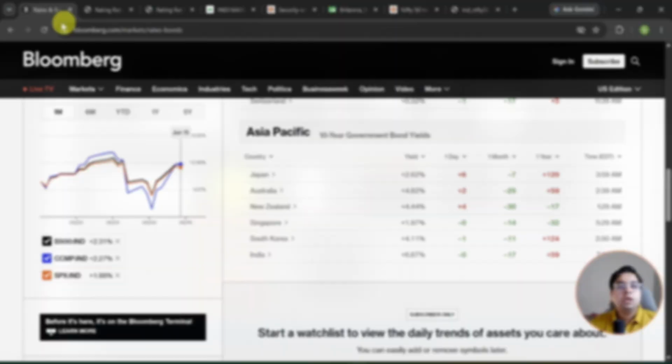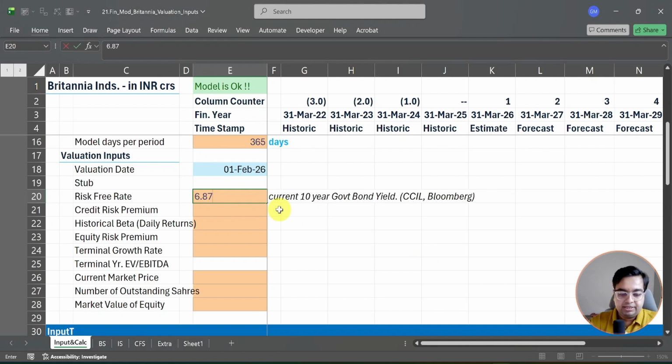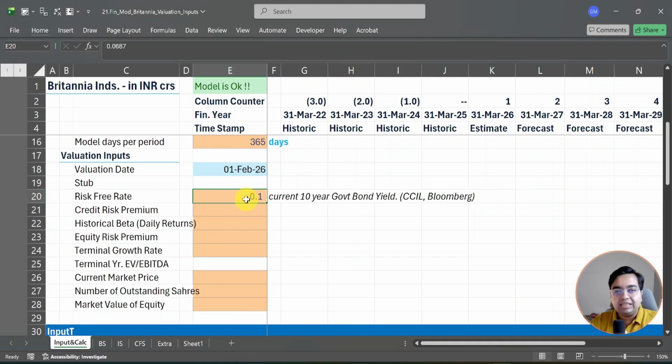Let me show you. This particular website is Bloomberg's. When we look at Asia Pacific 10-year government bonds, what do we find within India? The yield is coming out to be 6.87. So let's take this as 6.87% at face value. I come back here and hard code 6.87%, and I would encourage you to add a comment. Just take a new comment and give what your source is, and add the link from where you are getting that data.